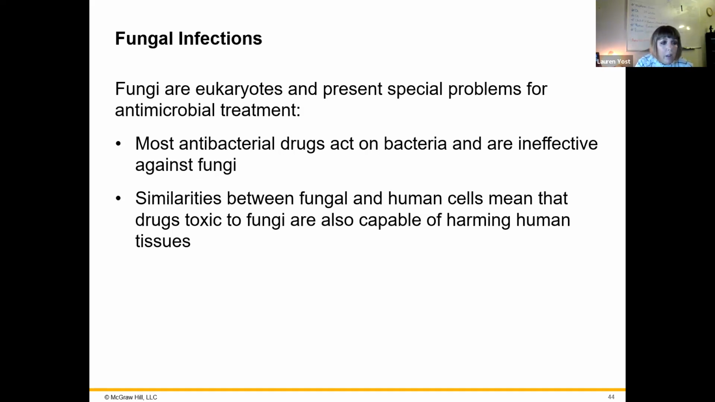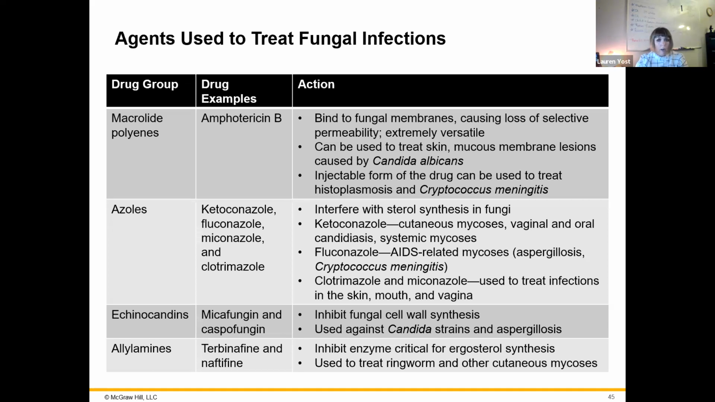All right, then we have fungal infections. The fungi are eukaryotes, so that's not going to be antibiotics, right? It's going to be antifungals. Most antibacterial drugs act on bacteria, and they would not be useful on fungi. Because we are also eukaryotes, this is where the problems start. Our cells are more similar to their cells, so treating them can cause problems with the medications.